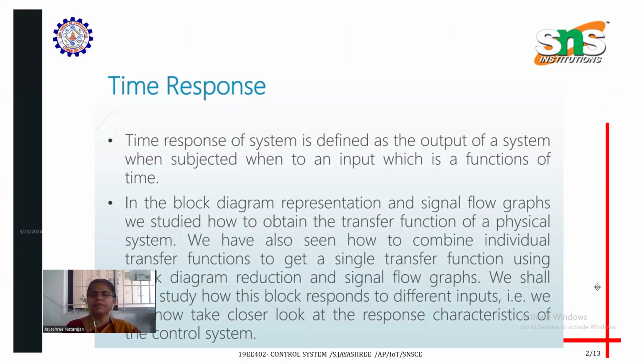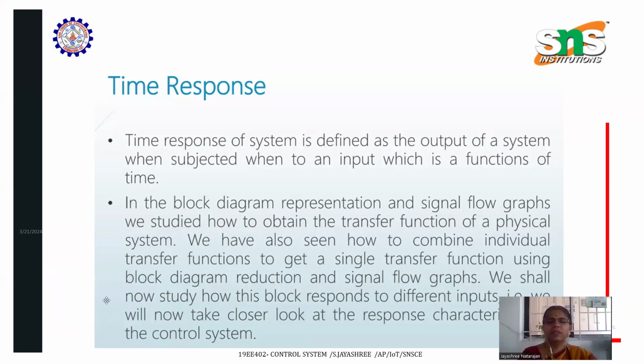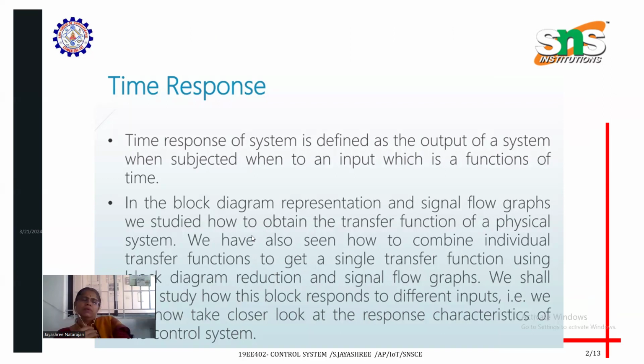Response is nothing but how the system is behaving for a particular input. That is response. Response is the output of the system. We call it a response. Time response means how the system behaves when time is varying: at the beginning, at the 0th hour, how the system behaves when the time is 1 hour, at the second hour, third hour. That thing we are going to study.